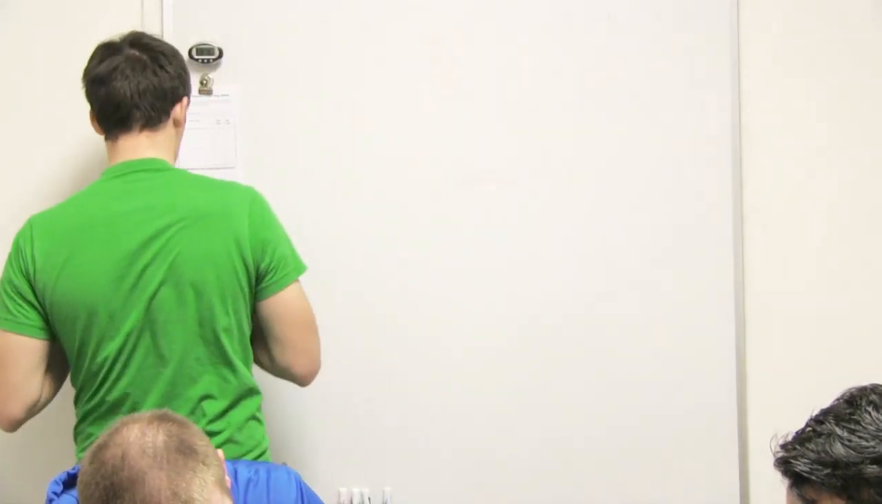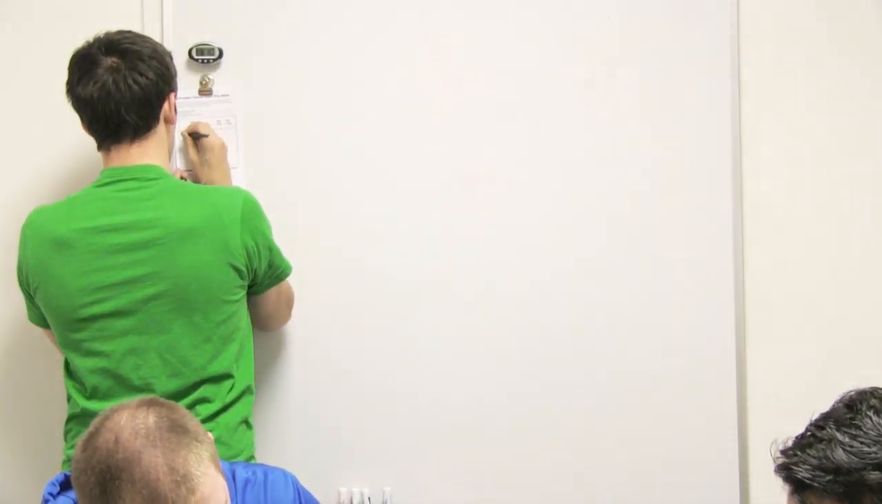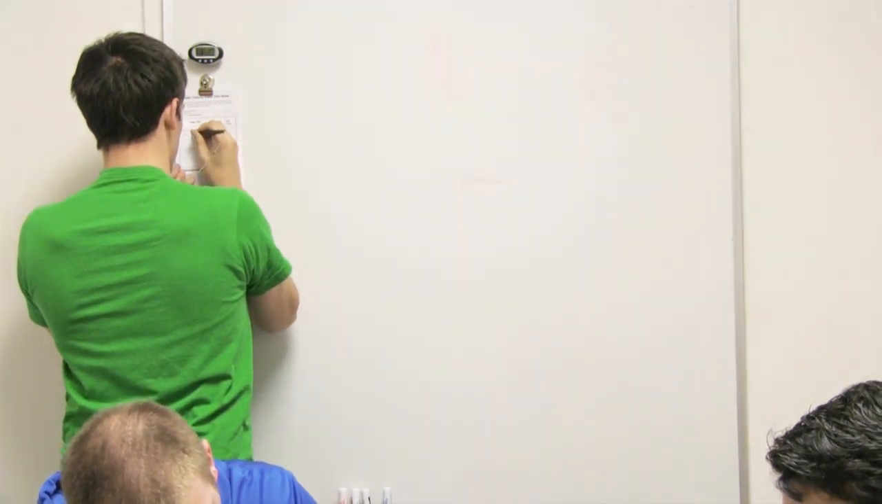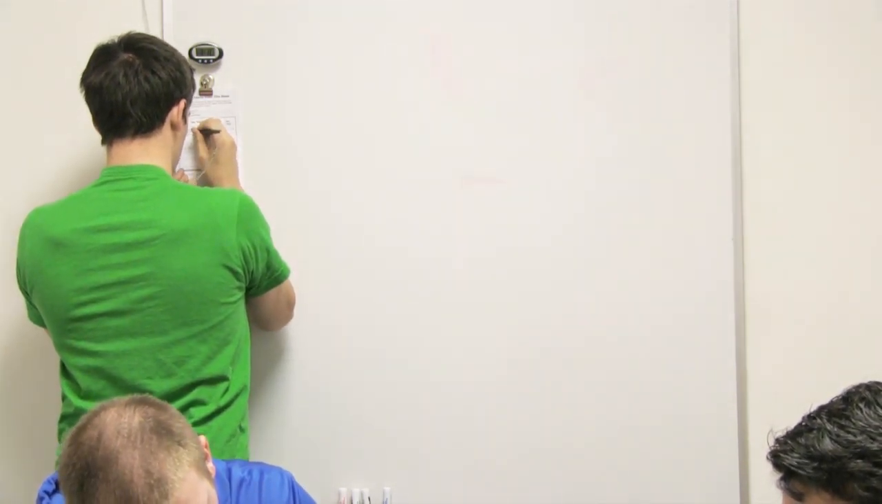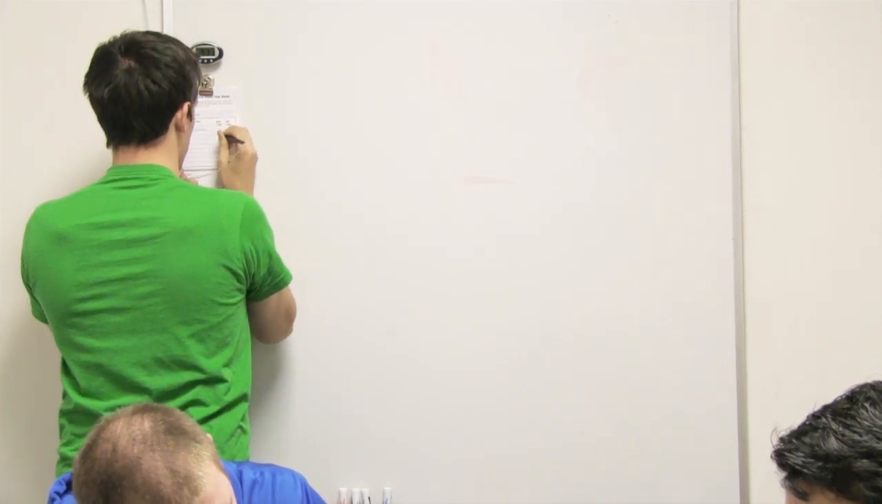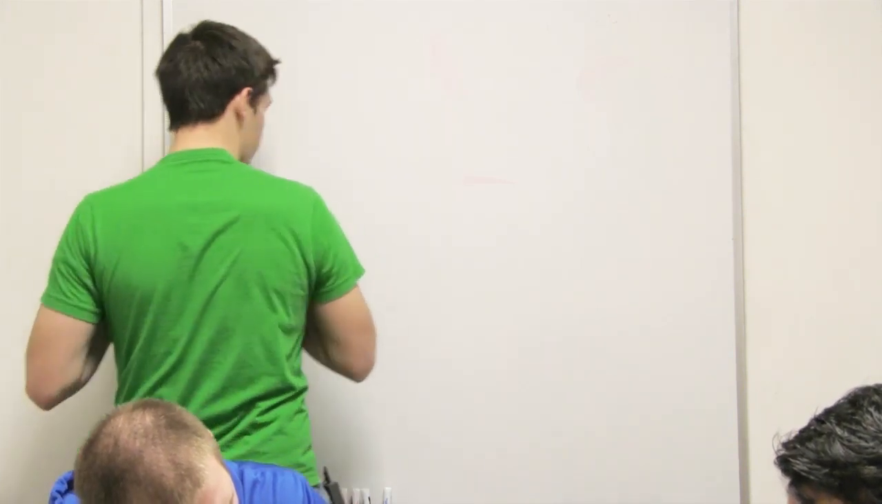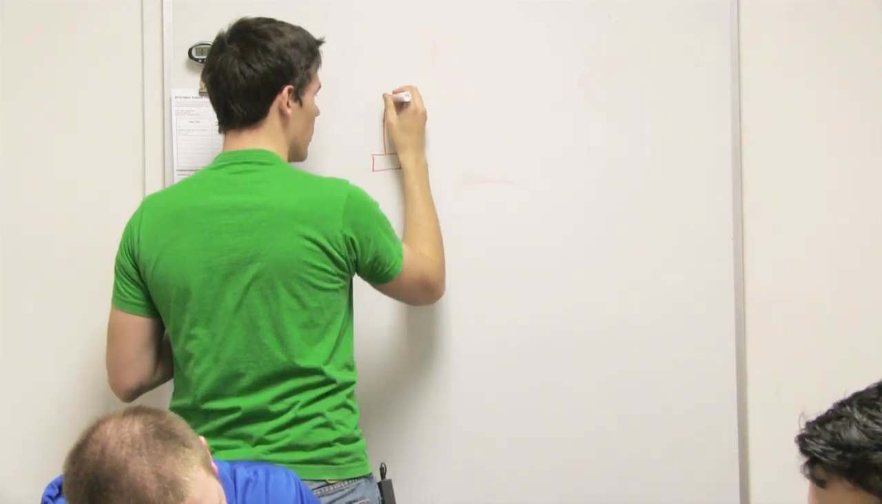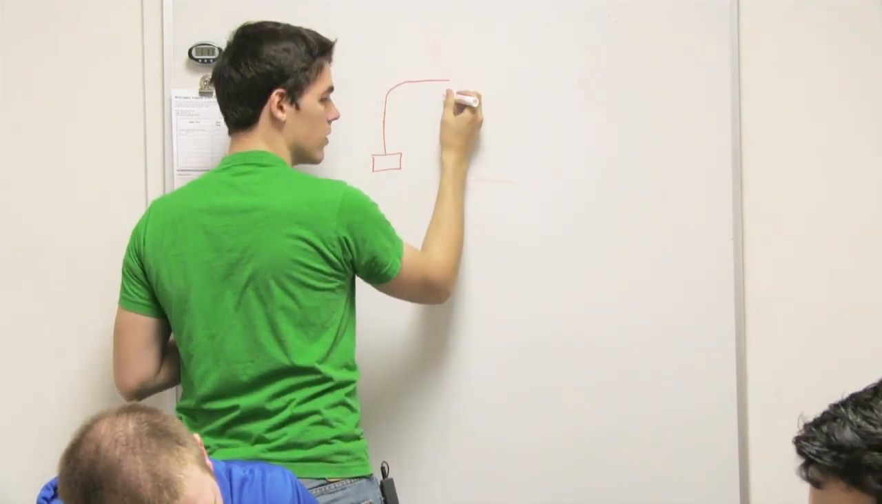First step is always draw your free body diagram. Let's see. Force. So you have a weight going down. Is it on a pulley? It is on a pulley.